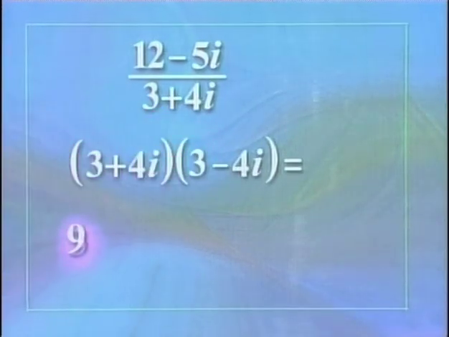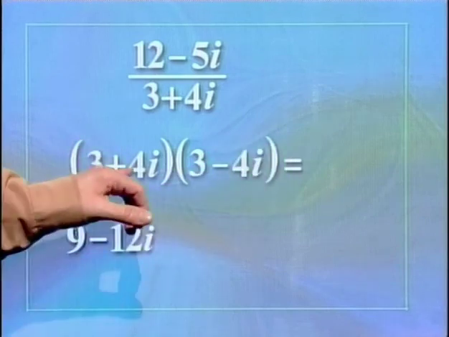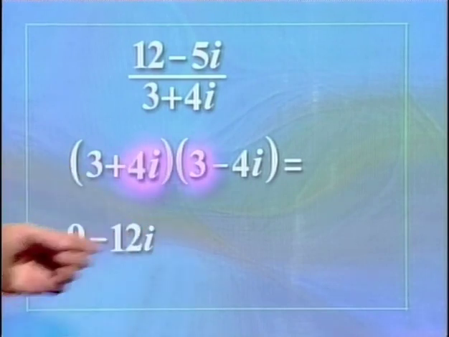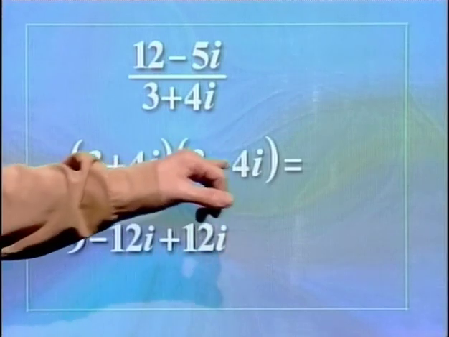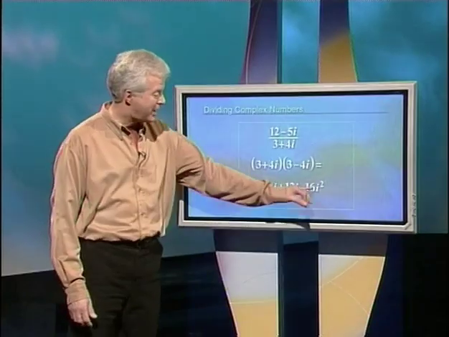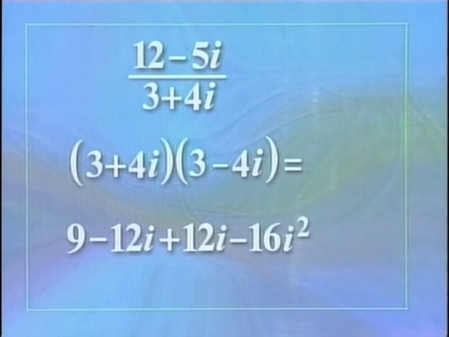3 times 3 giving us 9. Then 3 times the negative 4i, that will be negative 12i. So on the bottom here, we've got 9 minus 12i. Then the 4i times 3, giving us a plus 12i, which has to be added in. And finally, the 4i times the negative 4i, giving us a negative 16i squared. Now, remember, i squared is negative 1, so we have negative 16 times negative 1, which changes that last term to a plus 16. Now let's gather together the like terms.